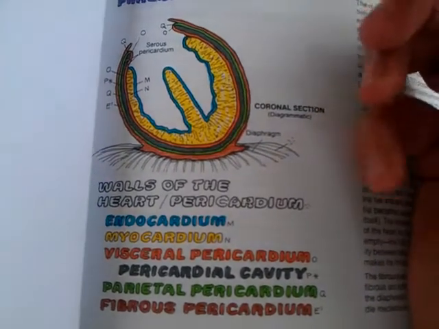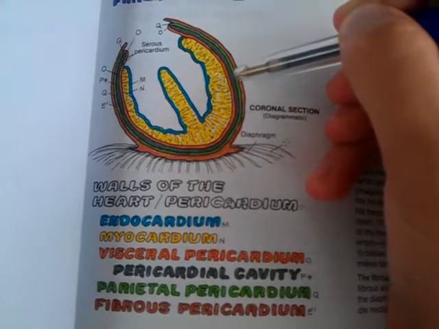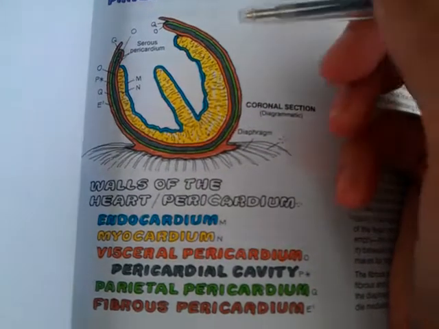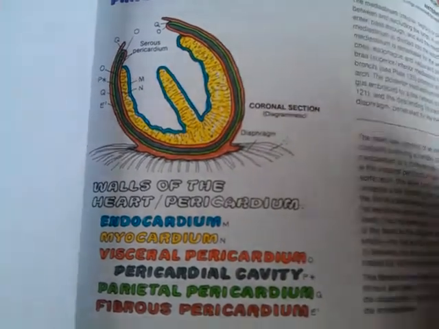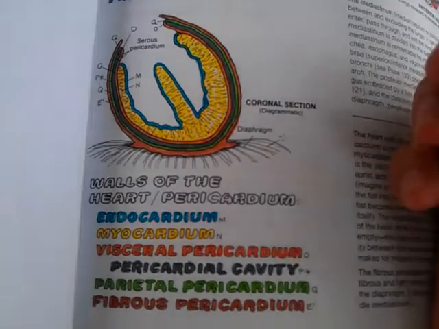Then we have a serous pericardium, which lines the fibrous pericardium. This is the parietal layer in green. This covers the heart, and it's the epicardium.